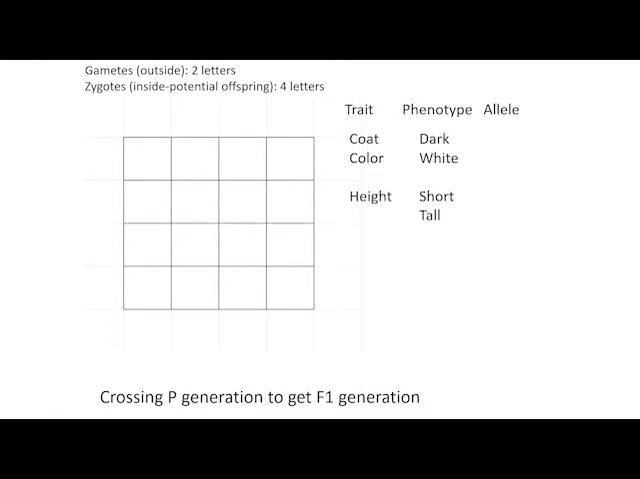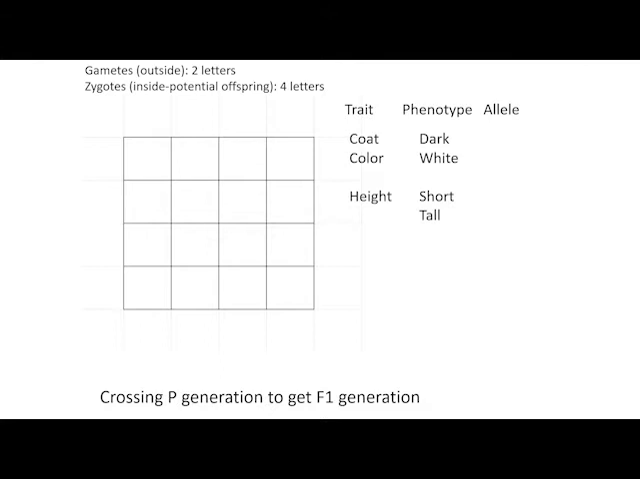Then I have choices within there. These are my phenotypes. Remember, the phenotypes are always written out as words. And so for this particular animal, I'm going to have 2 different choices. I could have an animal with a dark coat or a white coat. And I can have 2 different heights. This animal can either be short or tall.